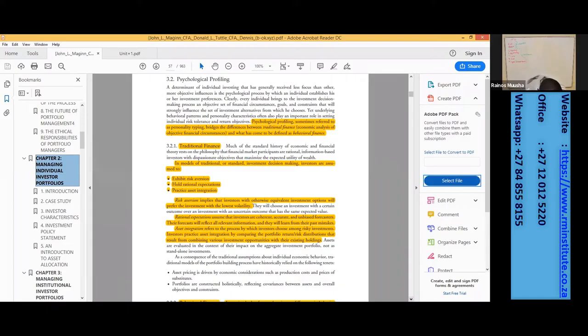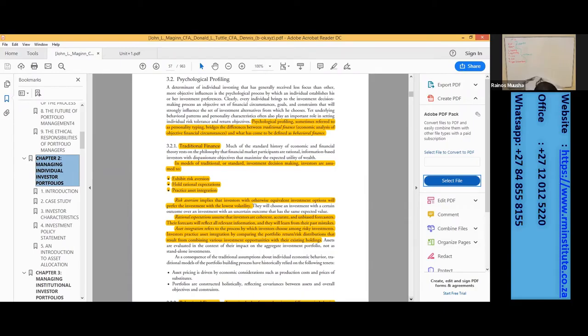And when you look at traditional finance, they say, on the second paragraph, in models of traditional or standard investment decision making, investors are assumed to, one, exhibit what? Risk aversion, which means that they're not willing to take risk unless they're able to get higher returns as well. Then 2, hold rational expectations. And 3, they practice asset integration.